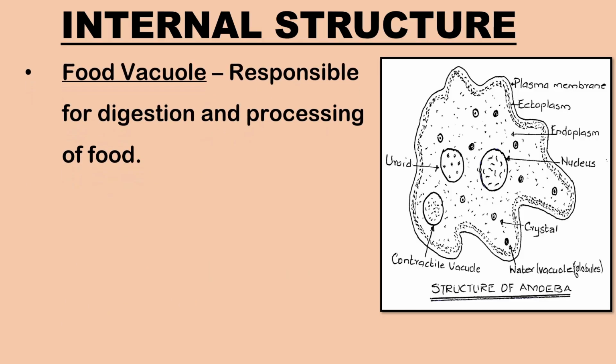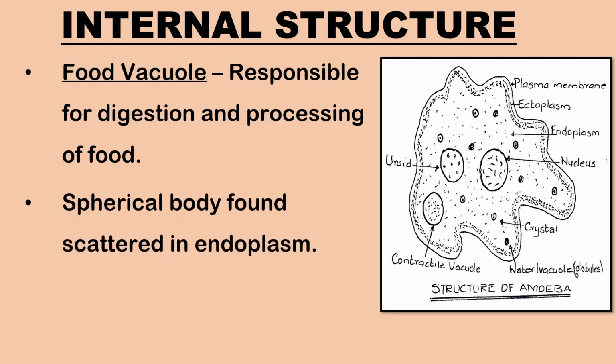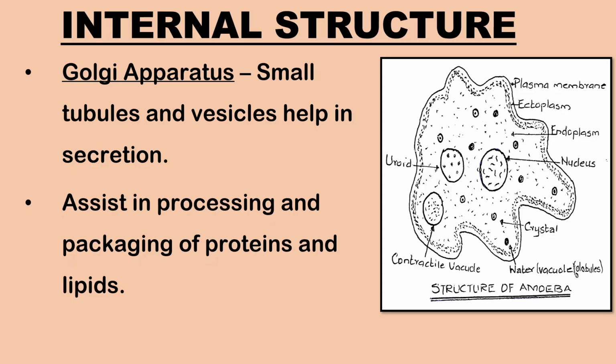Food vacuoles are organelles responsible for the digestion and processing of food. They are spherical in shape and are found scattered in the endoplasm. Their number and size vary depending on the amount of food that the amoeba has digested. Golgi apparatus consists of small tubules and vesicles which help in the secretion. Proteins and lipids synthesized by the endoplasmic reticulum are processed and packaged by the Golgi apparatus.